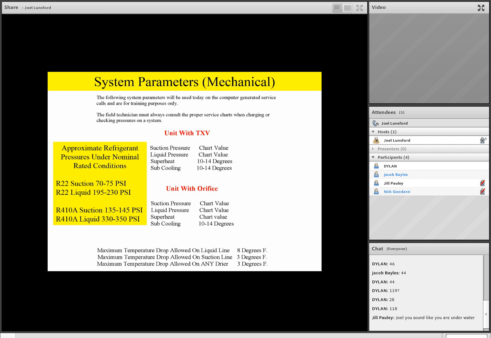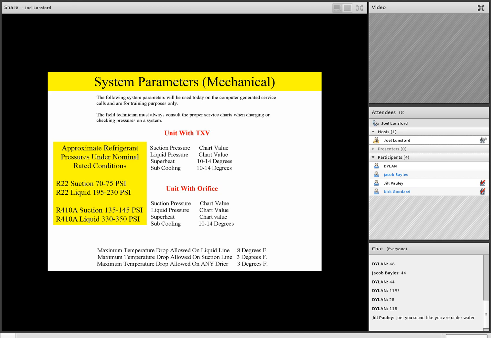Now team, remember, this presumes you have clean coils, proper airflow, and a clean air filter on the indoor unit, and so on. The outdoor coil's clean and so on. So this presumes the unit is well maintained and under nominal conditions. R410A liquid pressure typically runs about 330 to 350 psi, again with clean coils, proper indoor airflow, a clean air filter and so on. So take a minute to write those down.